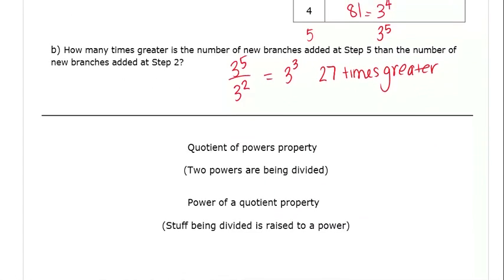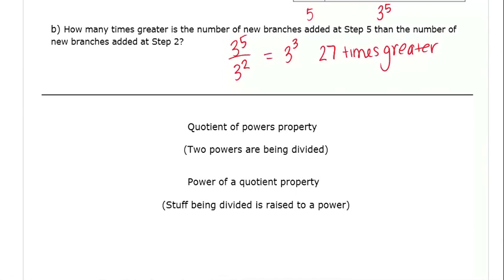Okay, so just a recap of the 2 properties we learned today. The quotient of powers property is when you have 2 powers being divided. The power of a quotient property is when you have stuff being divided raised to a power. And once again, while we only learned 2 new properties today, keep in mind that these might be mixed in with the ones from lesson 7.1.